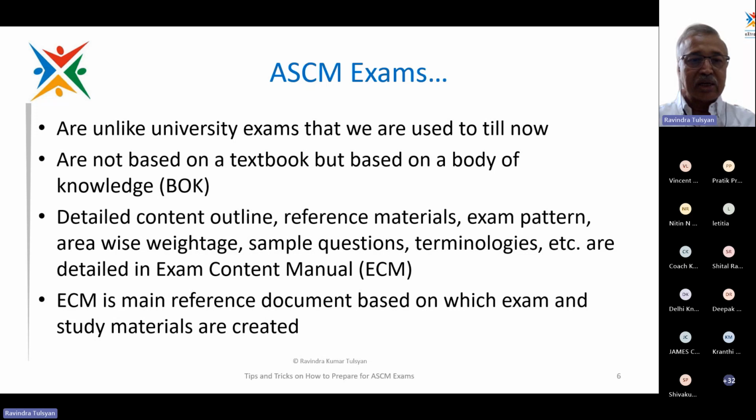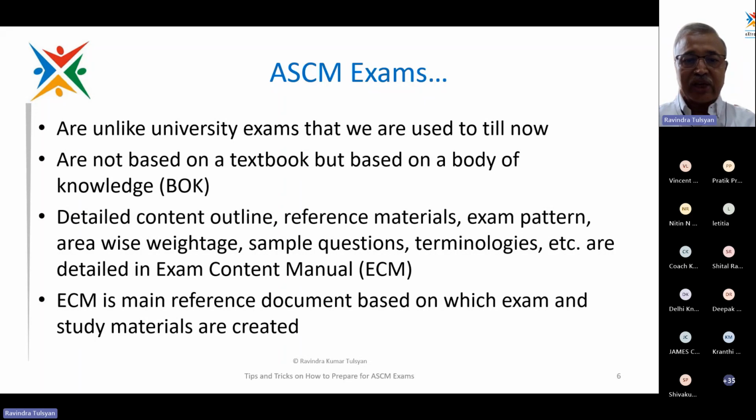All right. These are not like university exams. These exams are not based on a textbook, which university exams usually are, but on a body of knowledge. So it's quite different. And where is the body of knowledge specified? There is something called an exam content manual, which you have access to when you buy your learning system. You can download it. It details the complete course outline, reference materials, exam pattern, area-wise weightage, sample questions, terminology, etc. All that is there in the exam content manual.